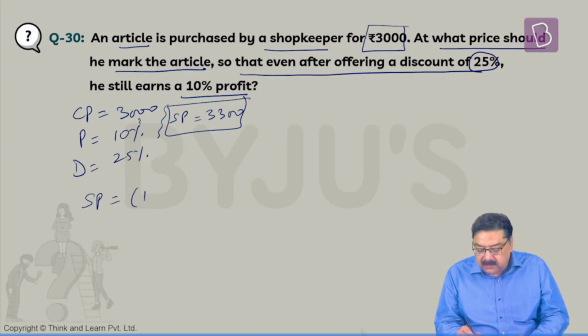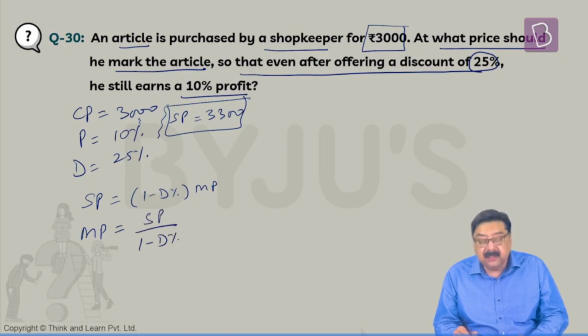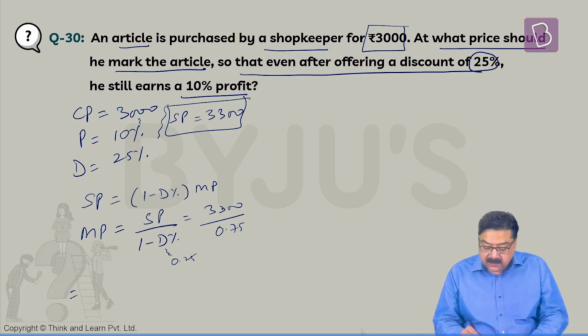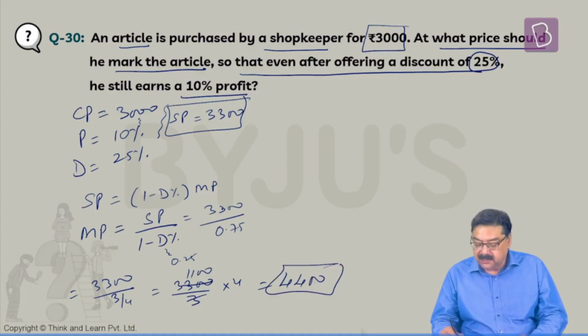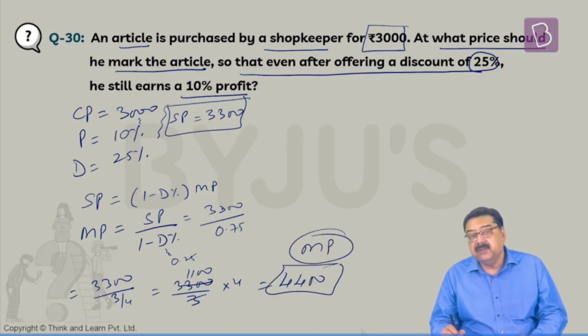So selling price equals (1 minus discount percent) into MP, or MP here equals selling price by (1 minus discount percent), as we have discussed. This shall be 3300 by 0.75 because this is 0.25 and 1 minus 0.25 shall be 0.75. So this is 3300 by 0.75, and 75% is 3 by 4. So we can write it as 3300 by 3 and here 4 goes by 1100. 4400 shall be the marked price of this item to fulfill all these criteria.